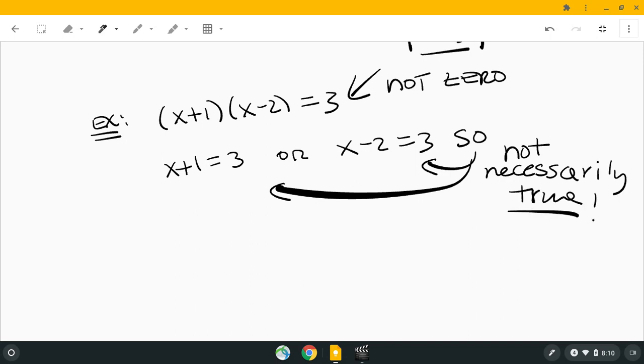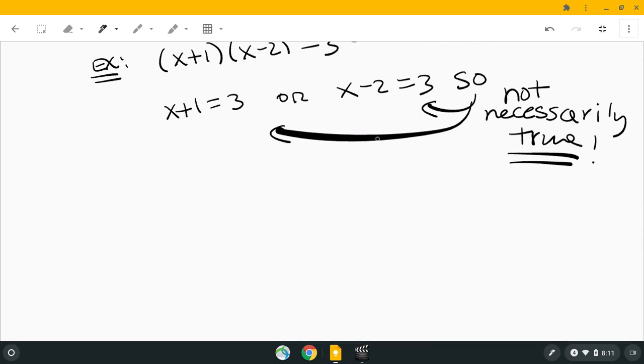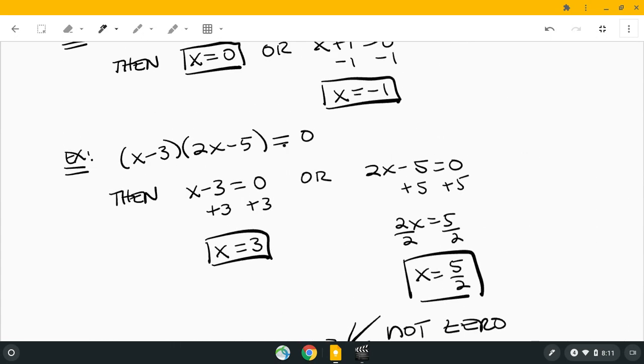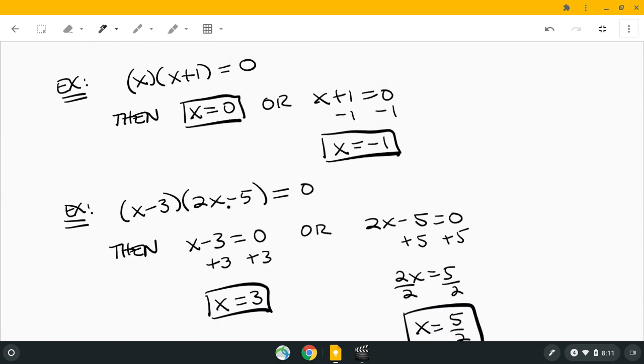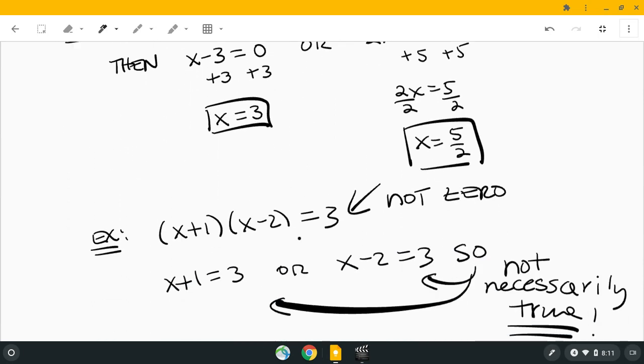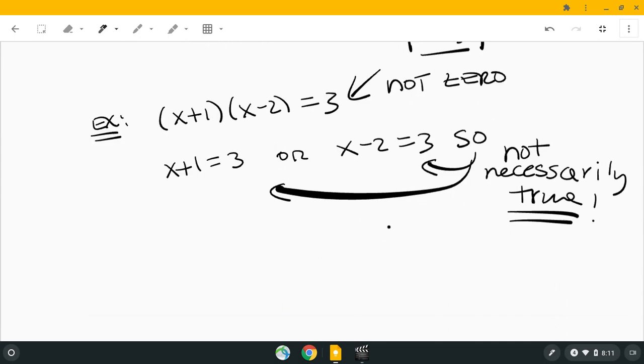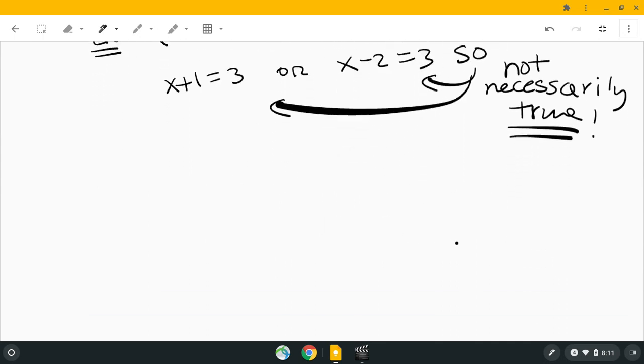Okay? You can only apply that property if this equals 0. All right, so let's take a look. If you notice here, what you're going to be doing is setting it equal to 0, factor, and then solve each factor. Factor, and then solve each factor. Factor, well, not this one. That's a non-example. Okay. All right, so let's go ahead and do the solving.